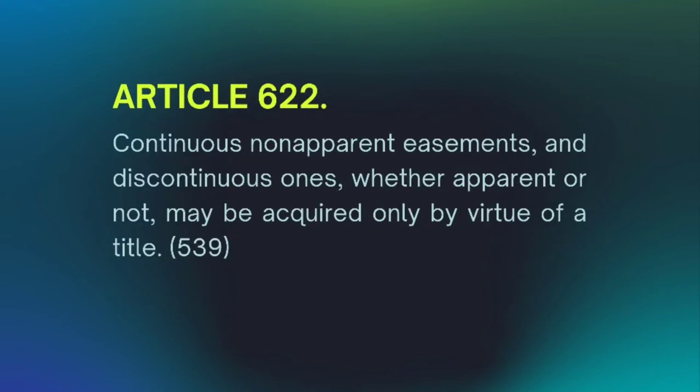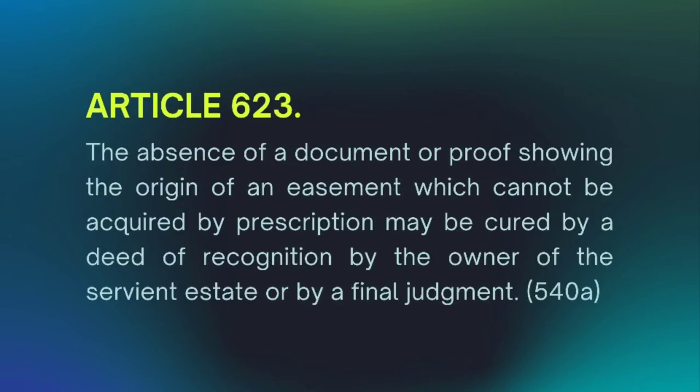Article 622. Continuous non-apparent easements and discontinuous ones, whether apparent or not, may be acquired only by virtue of a title. Article 623. The absence of a document, or proof showing the origin of an easement which cannot be acquired by prescription, may be cured by a deed of recognition by the owner of the servient estate, or by a final judgment.